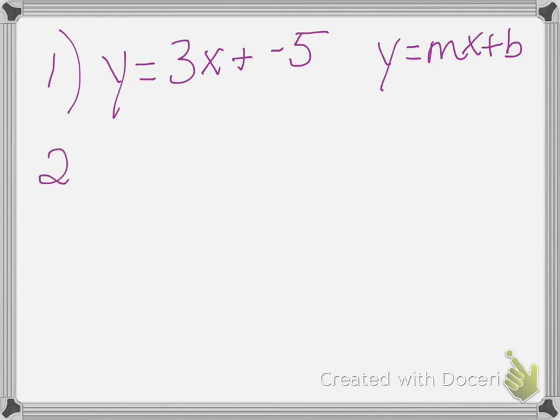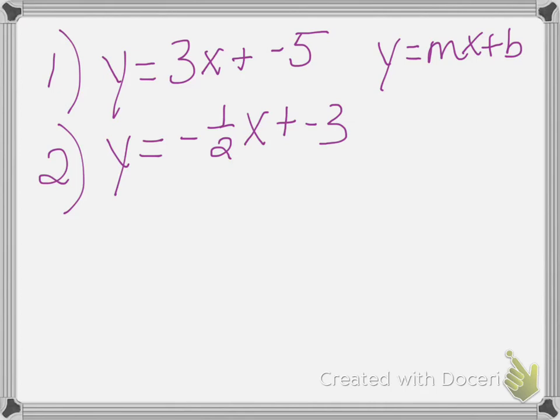Number 2, they give us slope as -1/2 and y-intercept as -3. Same thing here. Looking at our blank formula, y equals, put the -1/2 where the m is, x plus -3. And that's your answer there.